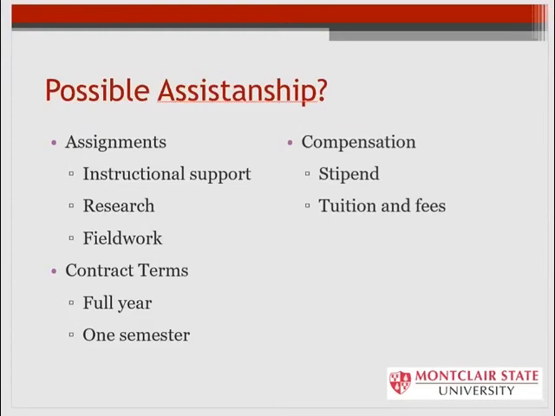Another form of aid is assistantship. There are some students that may qualify for an assistantship. Usually, if you are interested in that, this is something that you have to apply for directly in the graduate school. If you do get selected for an assistantship, you will have an assignment to work for a specific department. Usually, the assignment is instructional, research, or it can be field work. Usually, the contract terms are full year or one semester.